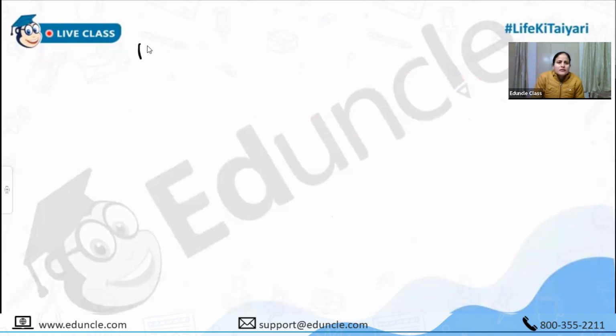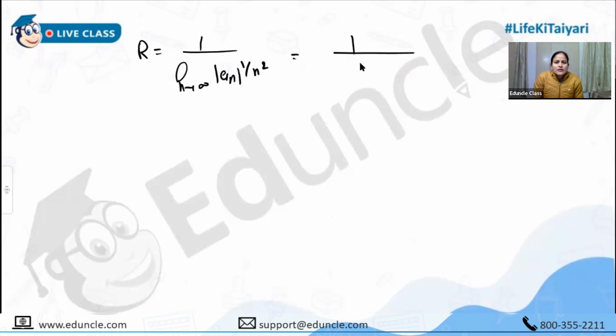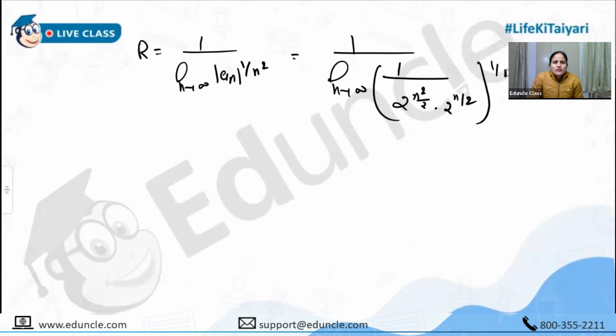So the radius is nothing but 1 upon limit n tending to infinity of mod of a_n raised to 1 upon n square. That is 1 upon limit n tending to infinity of 1 upon 2 raised to n square by 2 into 2 raised to n by 2, and the whole power is 1 by n square. Correct? So this will be in the numerator now. So 2 raised to 1 by 2 and 2 raised to 1 by 2n. Correct? So as n tends to infinity, this tends to 1. So I'll just have square root of 2.